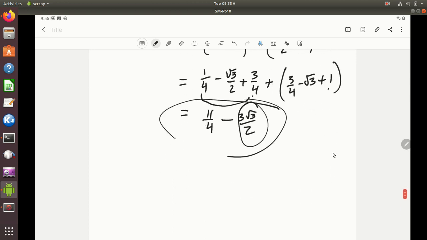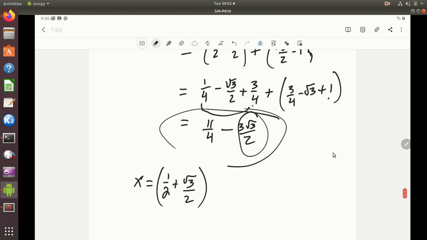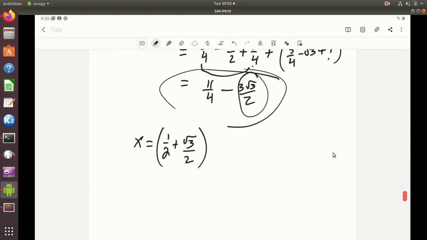So after all that, x is equal to 1/2 plus the square root of 3 over 2, and my distance squared is this thing that I got. So my distance is, I guess, the square root of 11 over 4 minus 3 square root of 3 over 2. Wow. That was a lot more than I thought I would be doing.